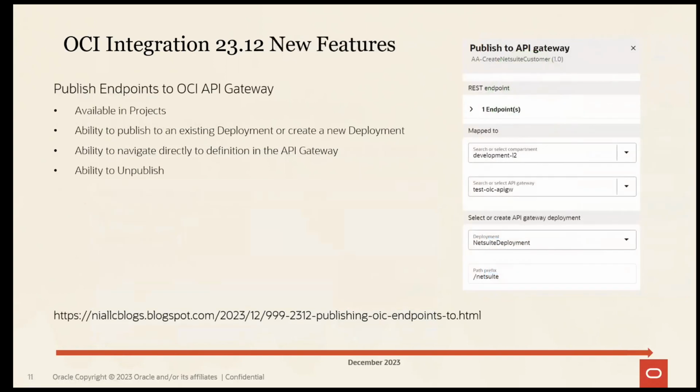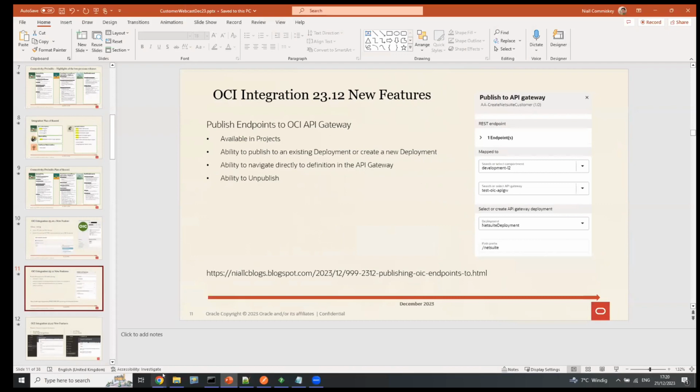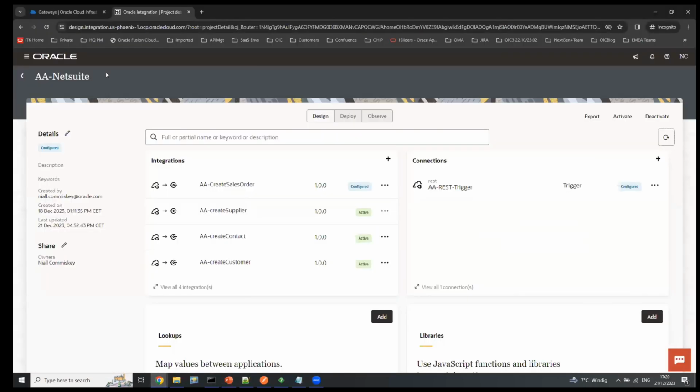Now, let's look at publishing endpoints to the OCI API gateway. I'm actually going to demo this to you. So Jürgen, please tell me if my screen is still visible to you here. Yes? Jürgen, we're still visible? Yes, we are. Okay, great.